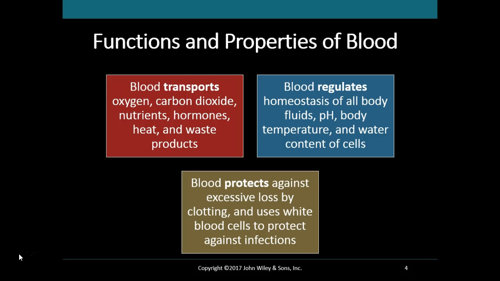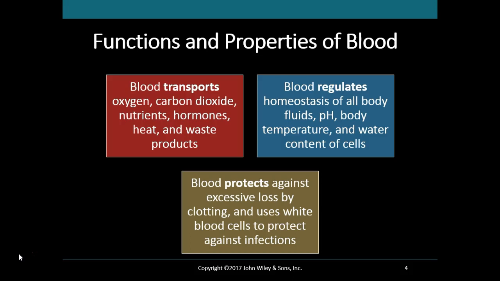Circulating blood helps maintain homeostasis of all body fluids. It helps to regulate pH. It helps to adjust body temperature. Blood carries a lot of proteins and a lot of electrolytes that help to maintain a certain osmotic pressure that influences the content of body cells and of the blood itself. So blood regulates. Blood also protects us.